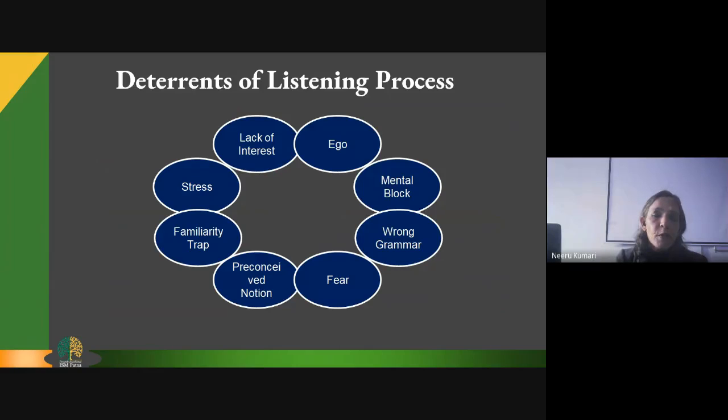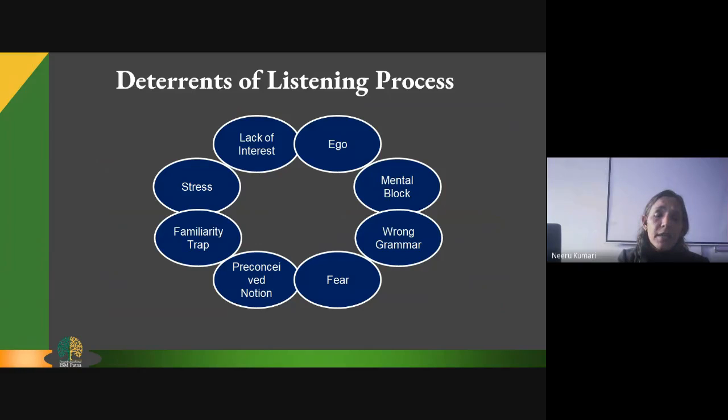Wrong grammar. If the speaker is communicating with wrong grammar structure, it will create a hindrance for people to understand. Remember the barriers of communication that we discussed in the previous classes, wherein we talked about perspective, the cultural barrier, the language barrier. And when we talk about the language barrier, grammar plays a very significant role, and you cannot say that grammar is not important. Of course, the rules that we learned in our childhood related to grammar must be applied.